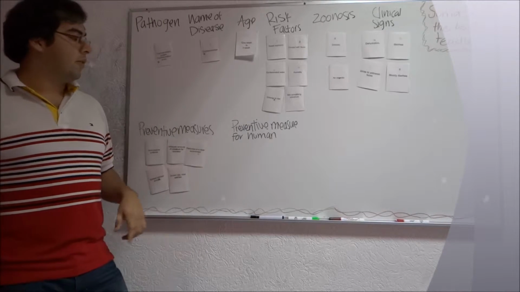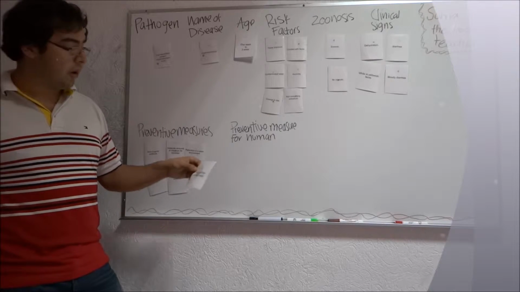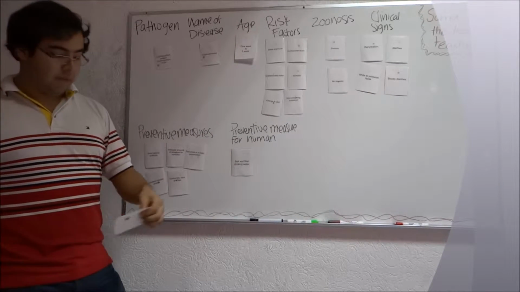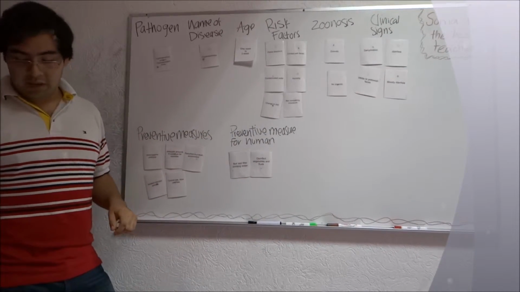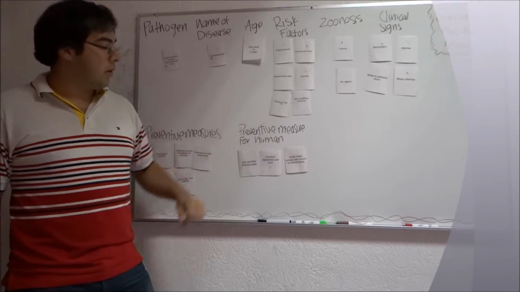The preventive measures for humans about this disease are to boil and filter water, filter drinking water, disinfect vegetables and fruits. And finally, avoid direct contact with human or animal feces.